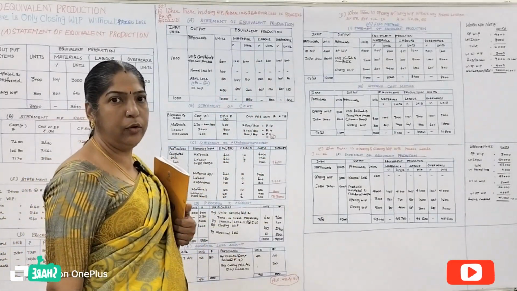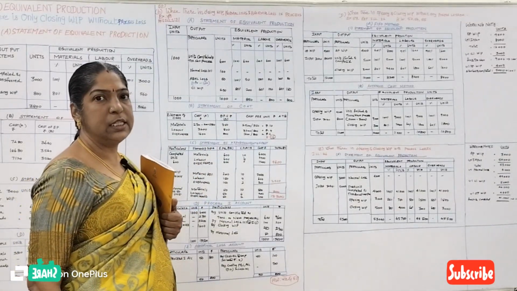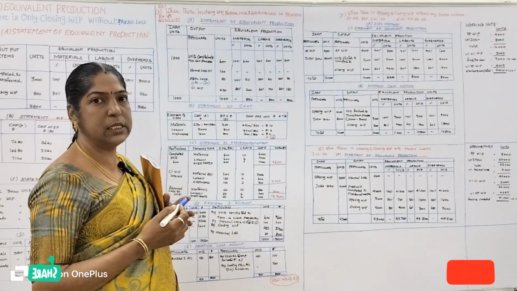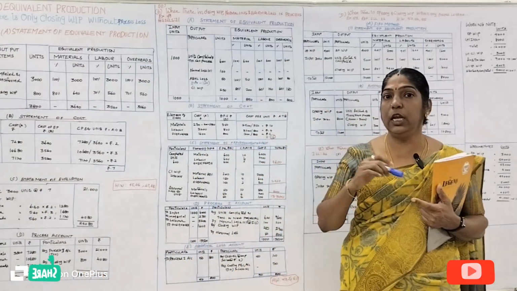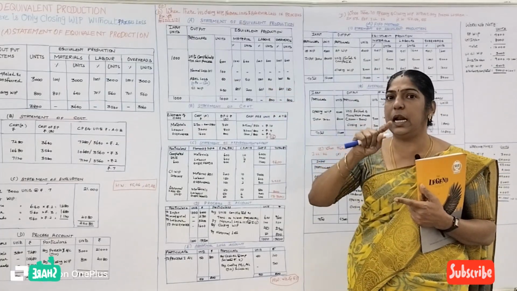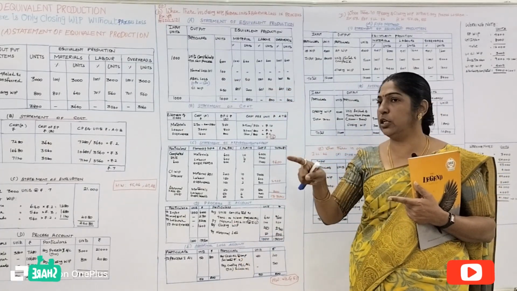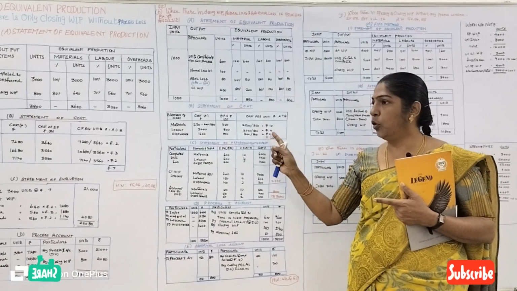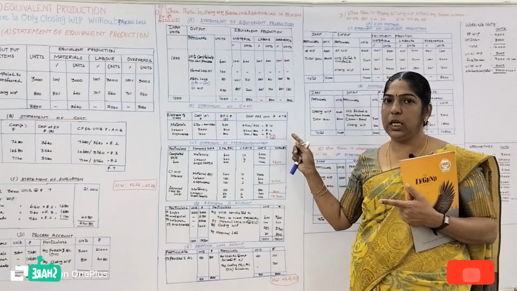Now we are going to prepare the statement of cost, Step B. What is meant by statement of cost? Statement of cost is nothing but calculating, for each element, the cost per unit of equivalent production, using the cost they gave in the question. For each element we divide, and you will get the cost per unit for the equivalent production.